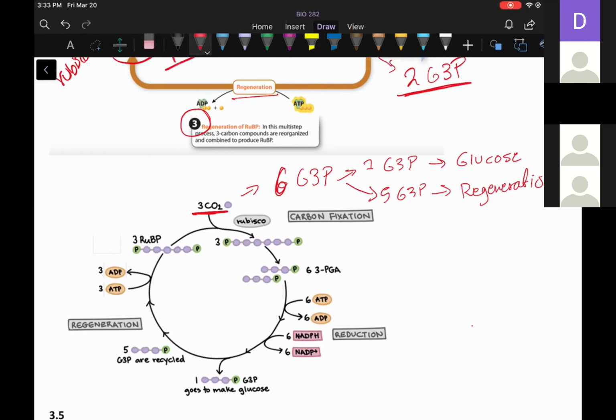So if we think of this in terms of how many cycles we're going to need to make a glucose molecule, well, this diagram represents 3 cycles of the Calvin cycle, right? Because we start off with 3 carbon dioxide. And if 3 cycles will give us 1 G3P that goes into making glucose, how many cycles are we going to ultimately need to make 1 molecule of glucose, considering that glucose is a 6 carbon molecule? Can anyone answer that?